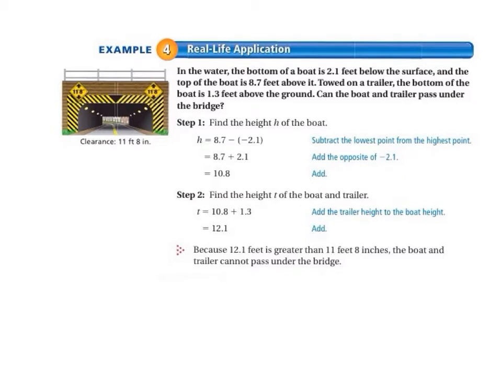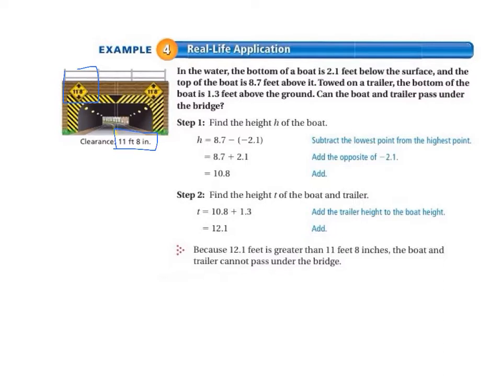Example 4 is our real-life application. It says, in the water, the bottom of a boat is 2.1 feet below the surface, and the top of the boat is 8.7 feet above it. Towed on a trailer, the bottom of the boat is 1.3 feet above the ground. Can the boat and trailer pass under this bridge? And this bridge is 11 feet 8 inches.